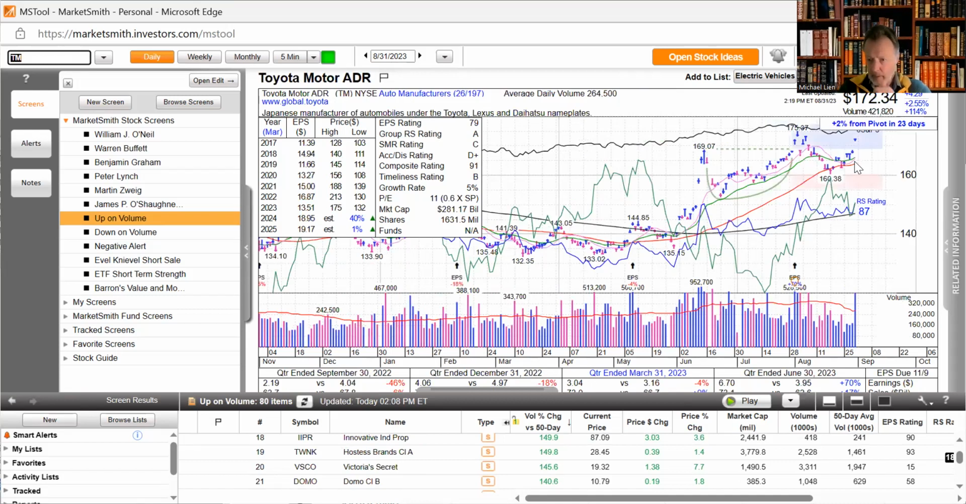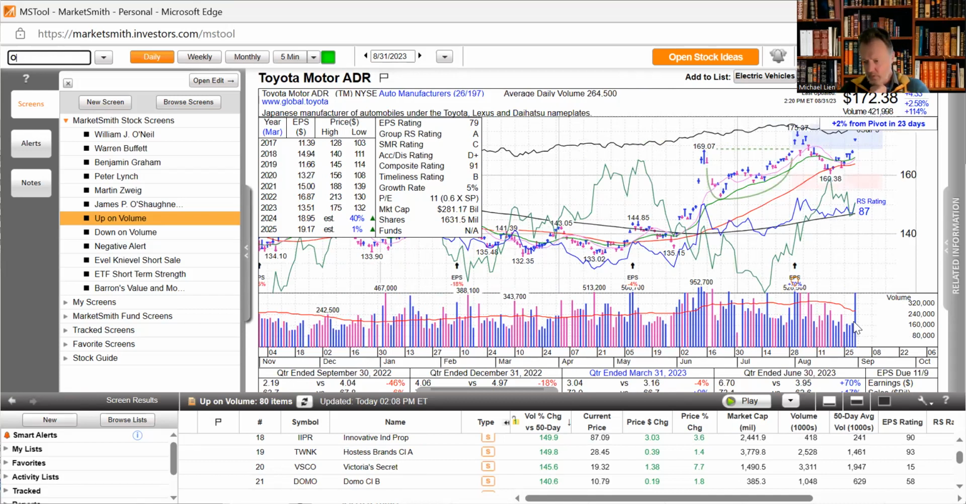Toyota Motor gapping up today. Huge volume in Toyota Motor. There's some excitement in there. I believe it's a 900 mile battery people are talking about.